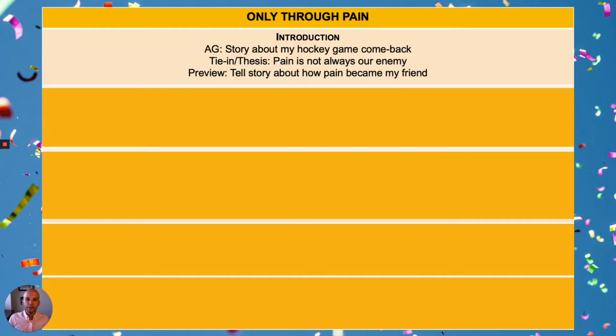So he starts off talking about a hockey game comeback that he was in. It was a very short story, so he wasn't top heavy. But it was basically a hockey game that was going poorly, but him and his friend came back and said, only through pain, we're going to get through it. And then they ended up winning the game. So then he makes the thesis that pain is not always our enemy, and he previews he's going to tell about how pain became his friend.